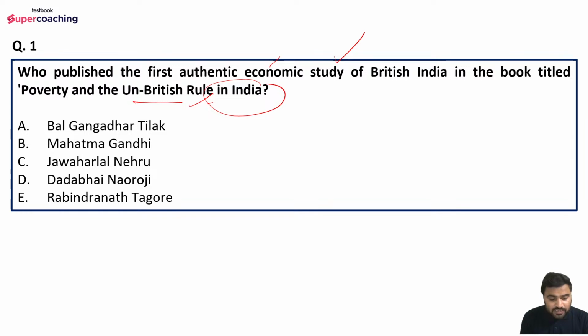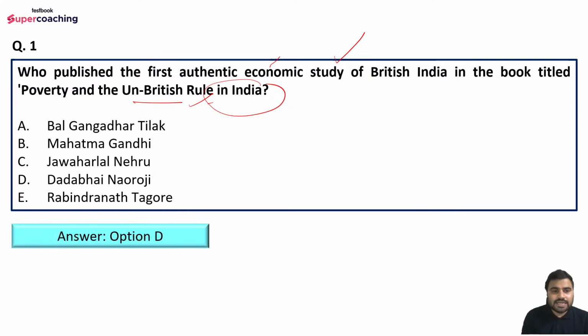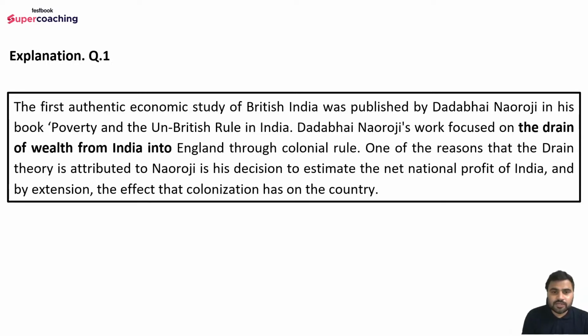So you have to participate along with me so that यहाँ पे एक इंटरेक्टिव सेशन बनाते हैं इसको, ताकि आप भी यहाँ पे पढ़ने में आपको मजा आए, मुझे पढ़ाने में मजा आए. तो राइट आंसर वुड बी ऑप्शन नंबर डी हियर, दैट इज दादाभाई नौरोजी. दादाभाई नौरोजी published this particular book, that is Poverty and the Un-British Rule in India.